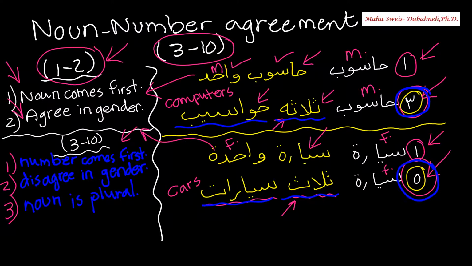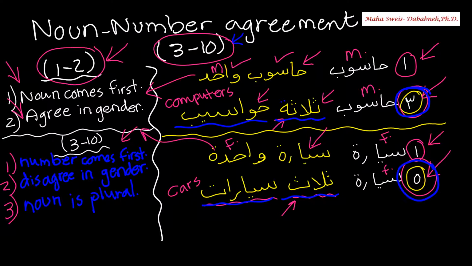Okay, let's go over the rules. Look at the blue colors, just the blue colors, because I'm just focusing on numbers 3 to 10. Thalathat hawasib. Hasub is masculine. Number 3 is feminine. Does anything click here about agreement or disagreement with the gender? Do you think they agree or disagree?